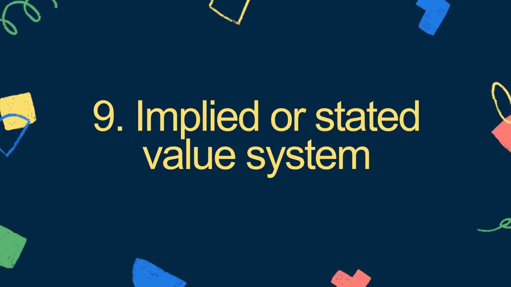Number 9, implied or stated value system. In checking a statement with an implied or stated value system, all you need to do is to check if the value system presented is consistent with your personal value system.